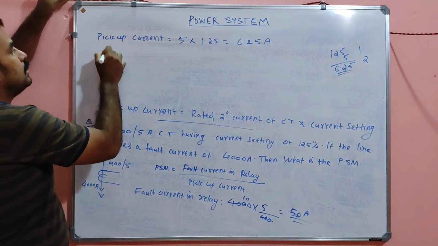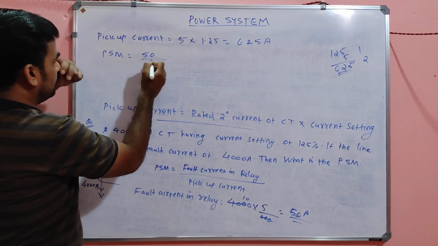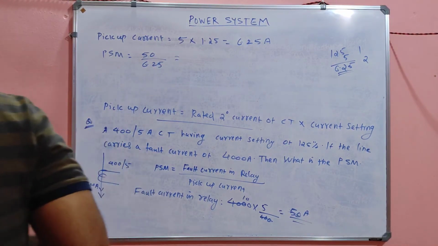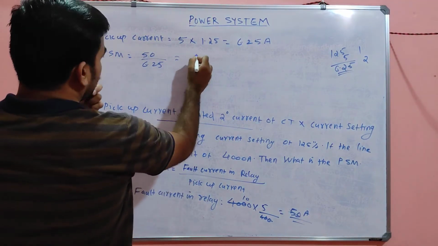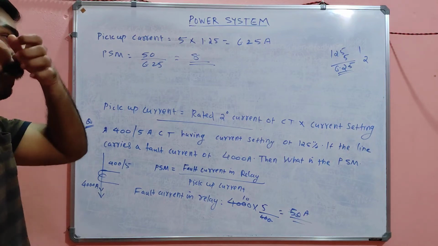So the plug setting multiplier will be 50 divided by 6.25. So what is the answer? 8. So that is the answer, 8.